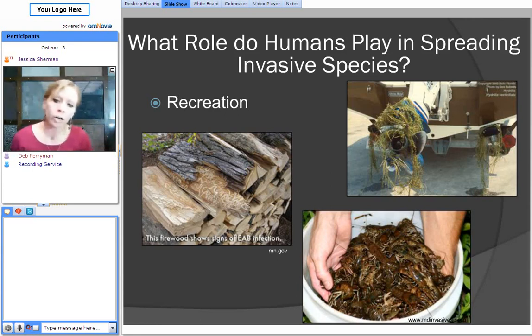So I talked a little bit earlier about the emerald ash borer decimating ash tree populations and affecting the timber industry. And a lot of their transport came through the firewood industry. So people would purchase firewood to go camping with and to build bonfires and for cooking, and they would transport it to all these different campsites and recreational facilities and take this emerald ash borer with them. So we see that recreation plays a role in transporting invasive species.